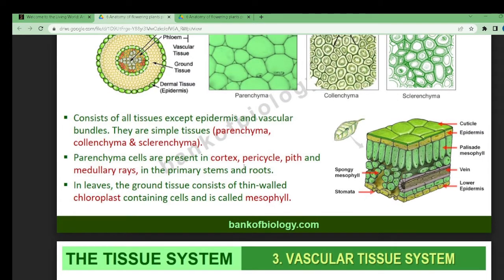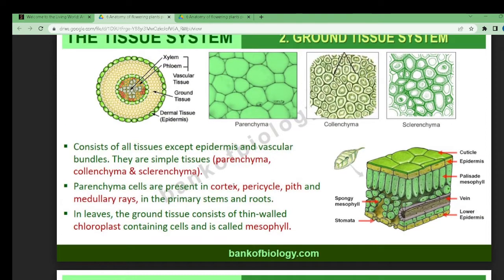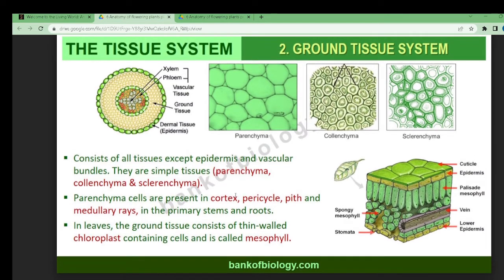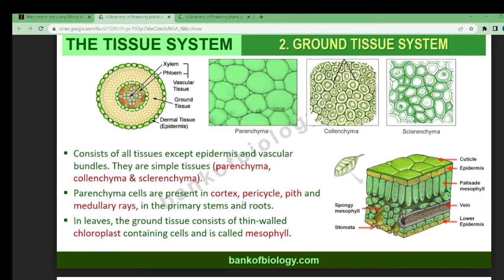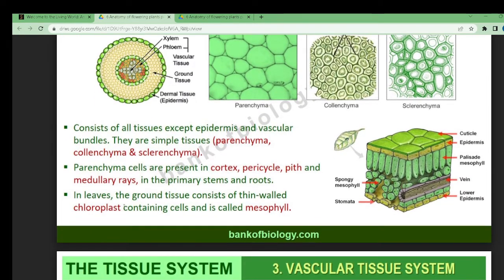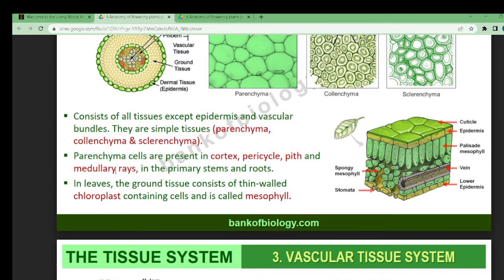Parenchyma cells are present in cortex, pericycle, pith, and medullary rays in the primary stem and roots. So when we discuss the stem and roots, it is generally present in the cortex region. Together with that, it is present in the pericycle. What are these regions? We'll see. These are the pericycle and cortex region. In the pith it is also present, and in medullary rays. These medullary rays help in the transport of water in a radial manner.